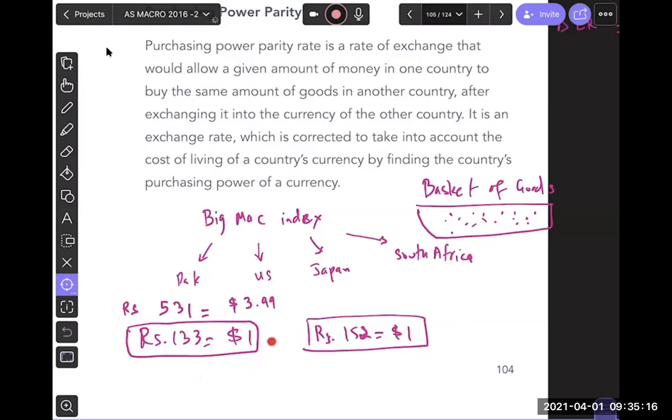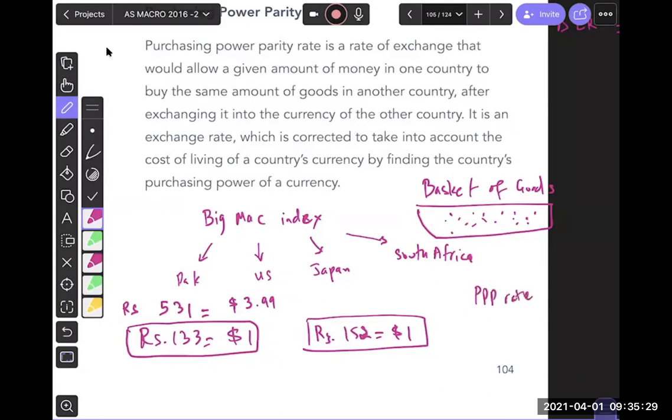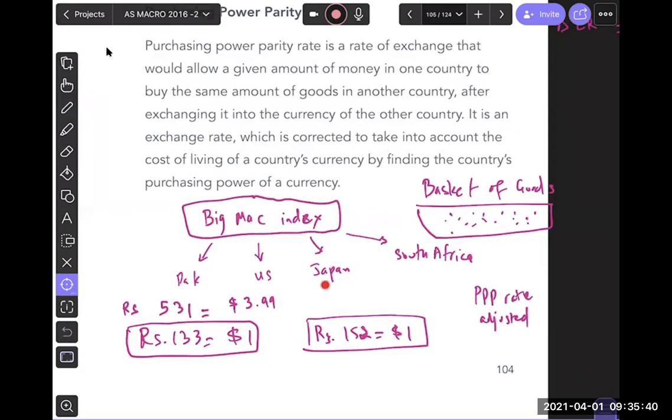For example, if you want to compare the GDP of Pakistan and the US, the one that is commonly seen online is what we call purchasing power parity rate adjusted, to take into account the purchasing power. And the Big Mac index, by the way, is actually a very cool way to figure out what the purchasing power of different countries is.